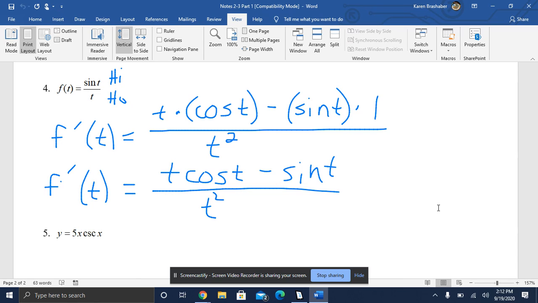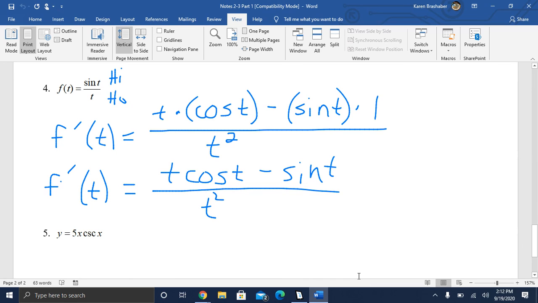And then finally, we have number 5, 5x times the cosecant of x. So I think I can fit that on this same screen. This is one where people tend to not recognize that it is a product. But 5x, anything that has an x in it multiplied by anything else that has an x in it is a product. So this would require the product rule. Put those parentheses around it to help you. The 5x would be first, and the cosecant of x would be second.